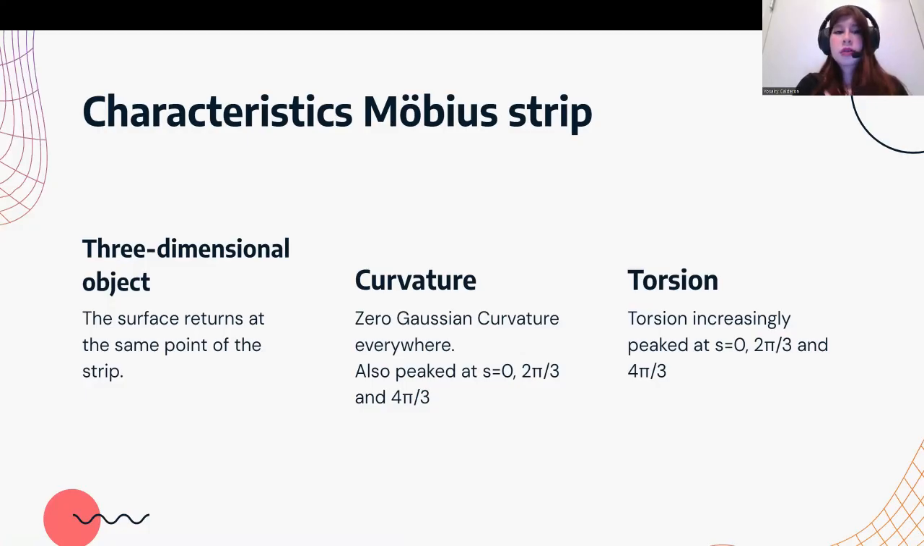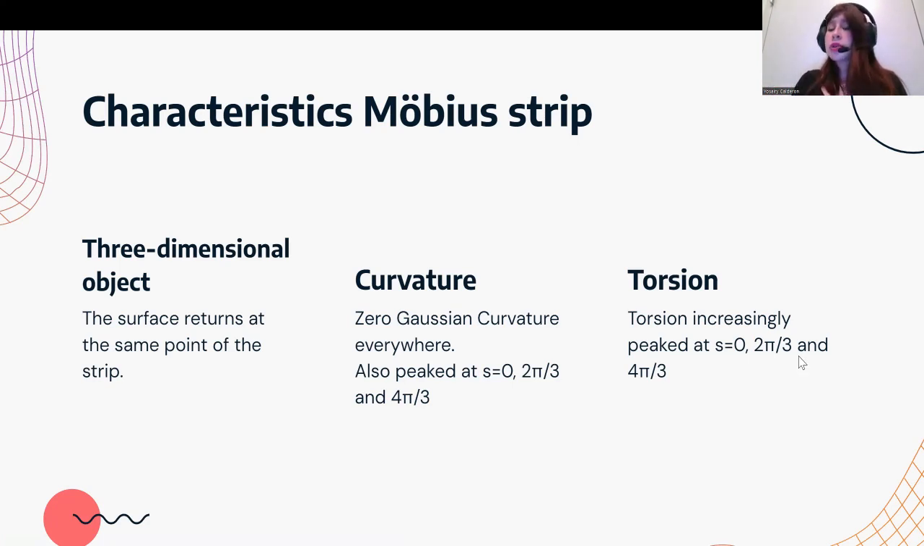So the characteristics of the Mobius strip: it is a 3-dimensional object. It returns to the same point in the strip. When I showed the JoJo's Bizarre Adventure clip, it was mentioning that you go through the strip, you run your finger around it, and you'll still end up at the same point as before. And I looked at its curvature, it's at 0 anywhere. It does peak around 2 pi divided by 3, and also 4 pi divided by 3. But it is at 0, always.